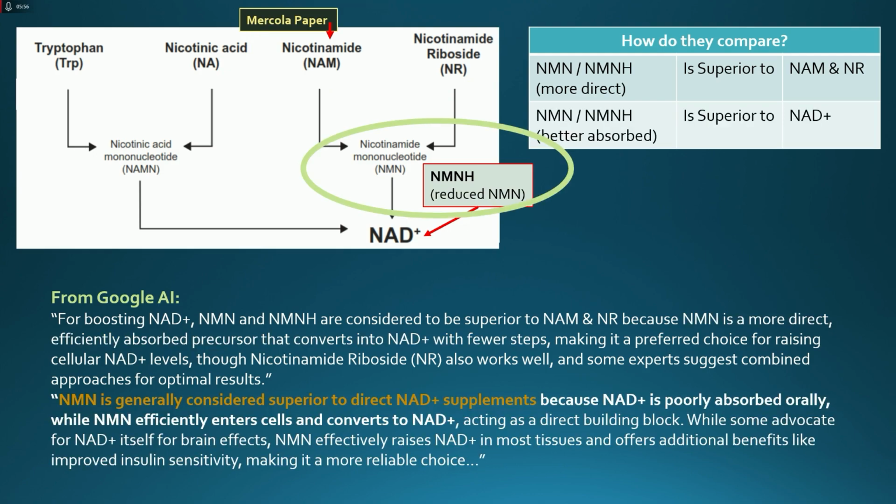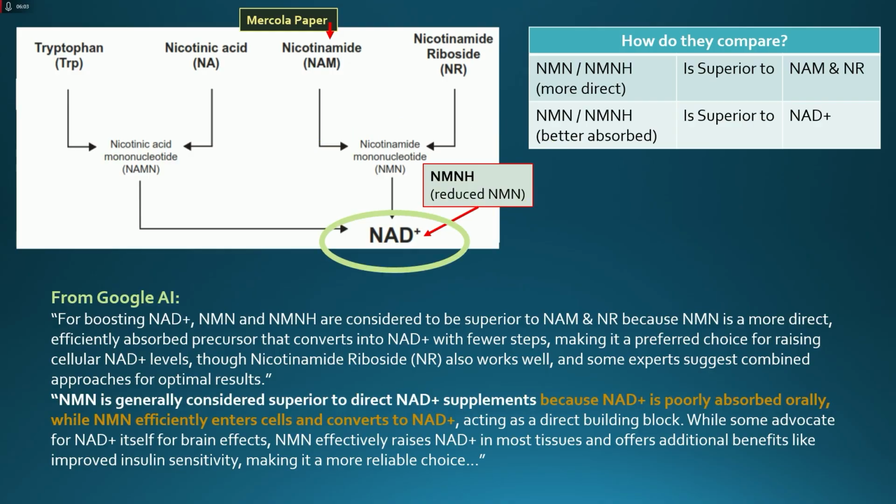And NMNH is generally considered superior to direct NAD+ supplements because NAD+ is poorly absorbed orally, while NMN efficiently enters cells and converts to NAD+, acting as a direct building block. While some advocate for NAD+ itself for brain effects, NMN effectively raises NAD+ in most tissues and offers additional benefits like improved insulin sensitivity, making it a more reliable choice.